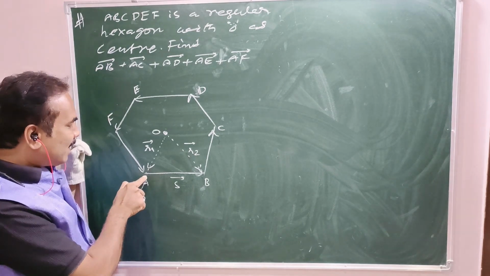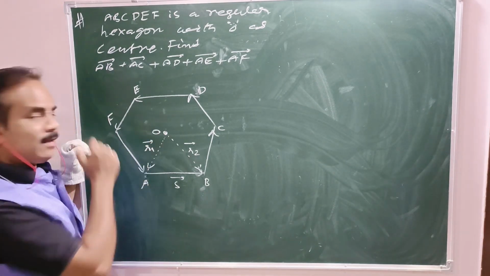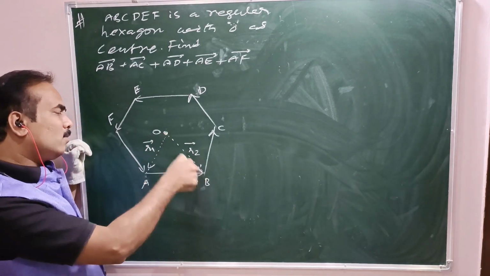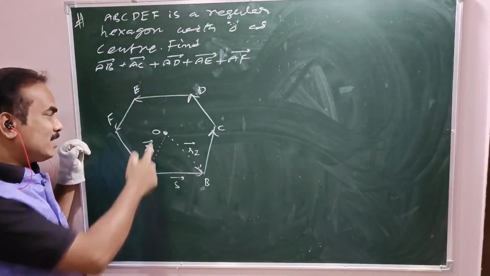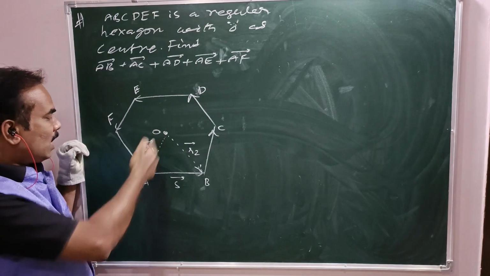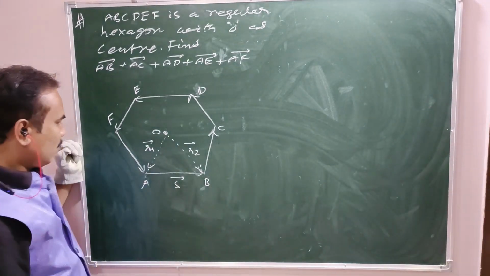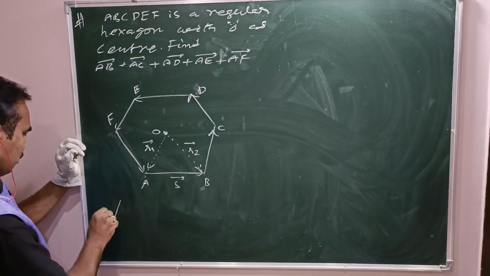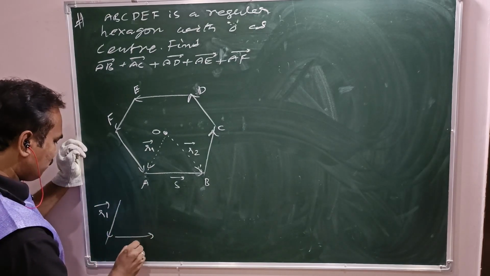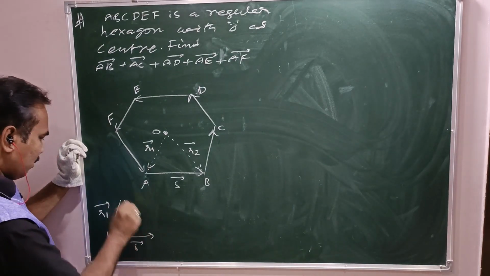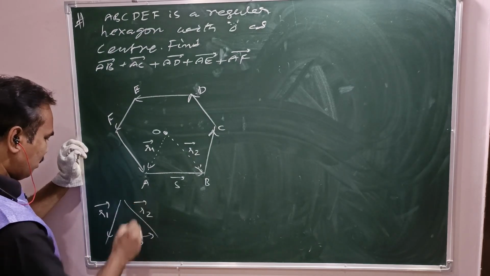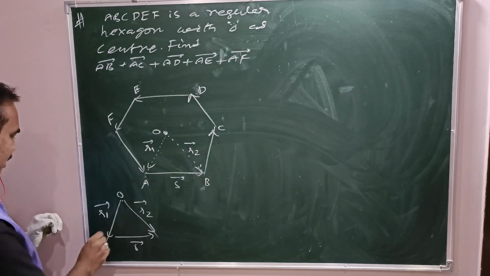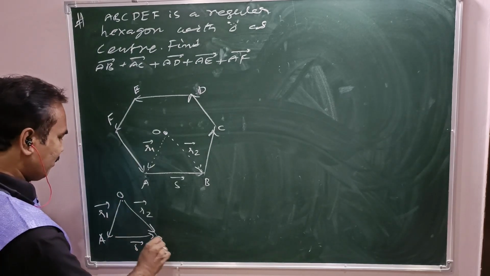See, when the particle is at A, R1 bar is the initial position vector. When the same particle reaches B, R2 bar is the final position vector. Why? Because O is our origin. Okay, R1 bar, R2 bar, S bar. See, R1 bar, here S bar, here R2 bar. Of course, here it is O, here it is A, here it is B, right?